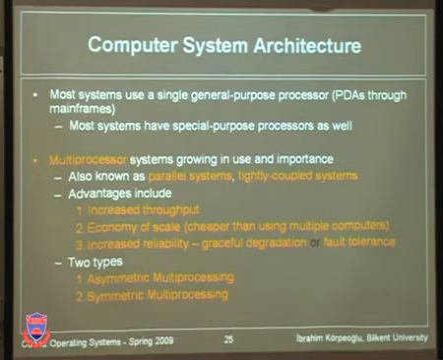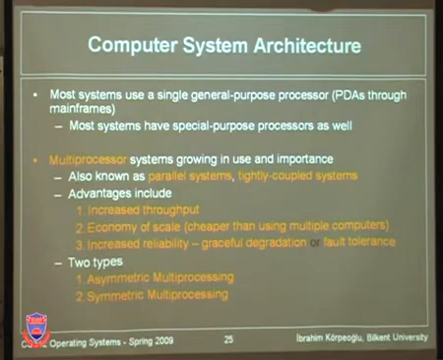Nowadays, we actually have multiprocessor systems. 10 years ago, PCs were running with only a single CPU. Now, it is very common that a PC has at least 2 CPUs, 2 cores, 4 CPUs, and so on. So we are going towards multiprocessor systems. Most systems use a single general-purpose processor, like PDAs. In the past, mainframes and PCs were using a single general-purpose processor. But now multiprocessor systems are becoming popular and growing in use and importance.